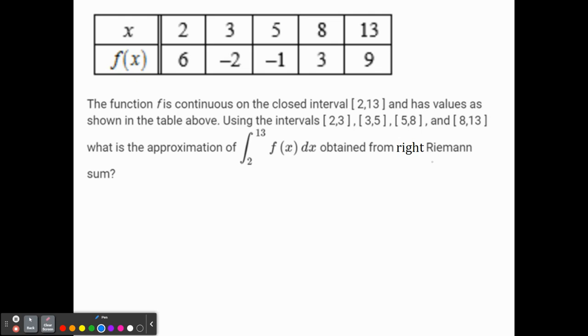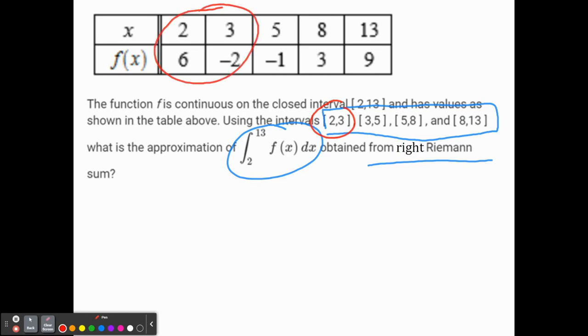So first things first, we know that we have a right Riemann sum. We know this is the definite integral that we are estimating, and we know that these are the intervals that we're looking at. So let's start with our first interval, which is 2 to 3. Circling that in my table so we can focus on it. We have the interval from 2 to 3.